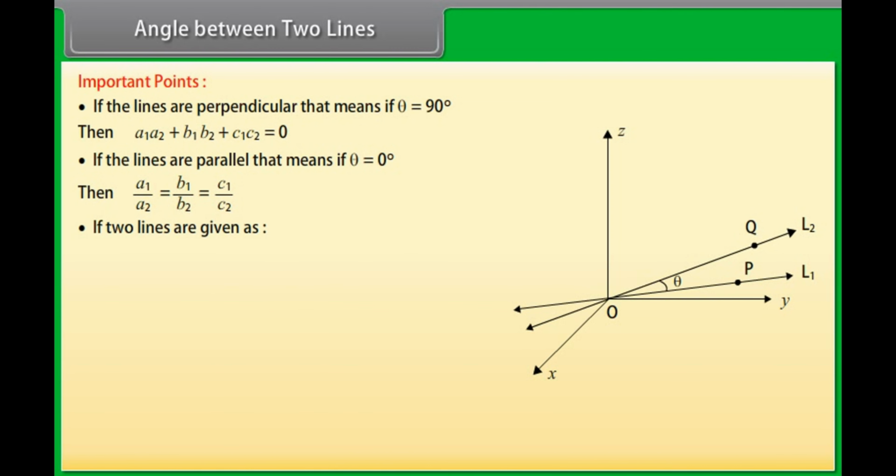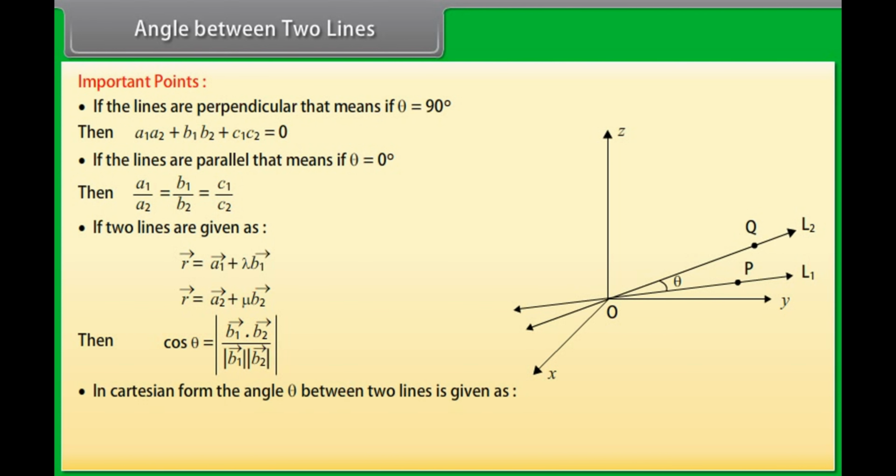If two lines are given as vector r equals vector a1 plus lambda vector b1, vector r equals vector a2 plus mu vector b2, then cos theta equals modulus of (vector b1 dot vector b2) by modulus of vector b1 into modulus of vector b2. In Cartesian form, the angle theta between two lines is given as cos theta equals modulus of (a1 a2 plus b1 b2 plus c1 c2) divided by square root of (a1 square plus b1 square plus c1 square) into square root of (a2 square plus b2 square plus c2 square).